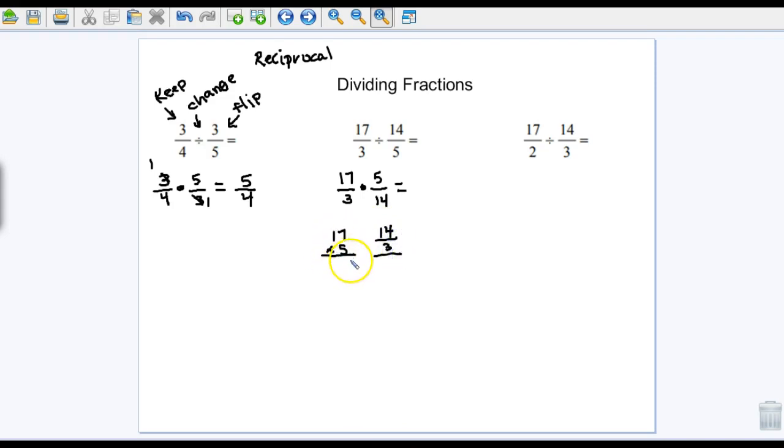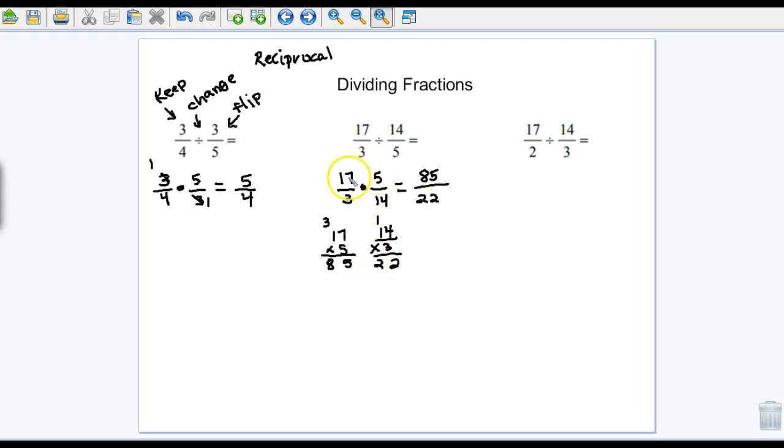7 times 5 is 35, carry my 3. 5 times 1 is 5, plus 3 makes it 85. So I know my top number is going to be 85. 14 times 3, so 4 times 3 is 12, carry my 1. 3 times 1 is 3, plus 1 is 4. So my bottom number is going to be 42, my denominator. Let's make sure, and I also need to practice using the correct vocabulary when we're doing our math problems.